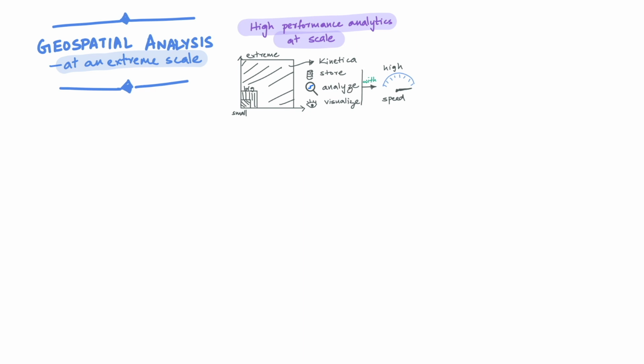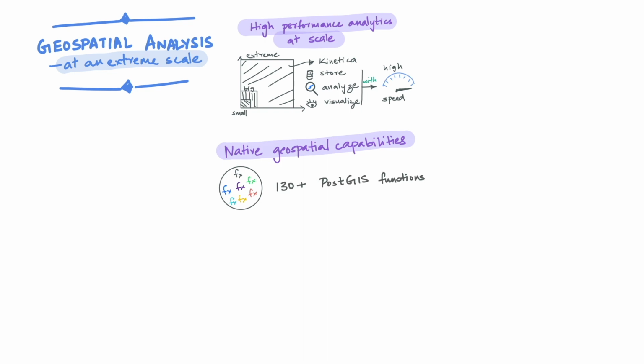Kinetica's geospatial capabilities come baked in with the product. The very first use case that Kinetica was developed for centered on geospatial analysis, and the first data type that was supported by Kinetica was the geospatial point. Since then, the breadth of features and data types that are provided via the platform has increased dramatically. Today, Kinetica supports the common data types and formats for geospatial data, along with over 130 geospatial functions that have been ported from the popular PostGIS SQL library.